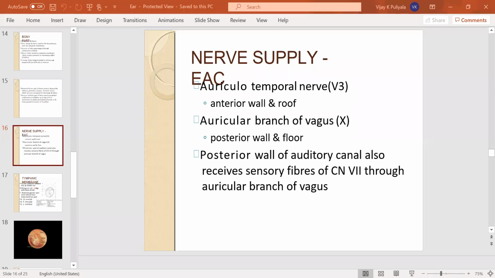What is the lining of this tube? What is the lining epithelium? Here it is pseudostratified ciliated columnar epithelium. The cilia present in this tube beat in the direction of the nasopharynx, which helps drain the middle ear contents into the nasopharynx. So that is the lining epithelium of this tube.